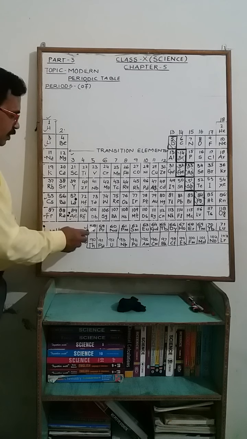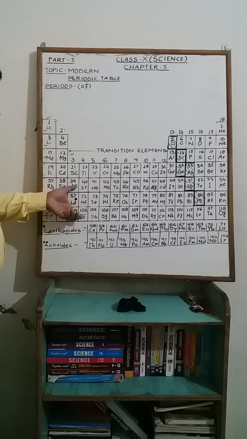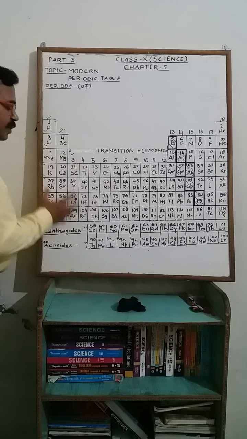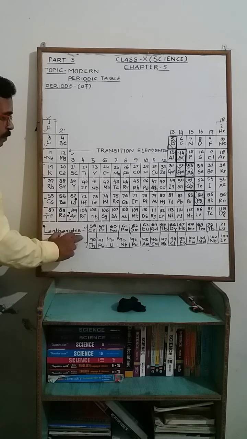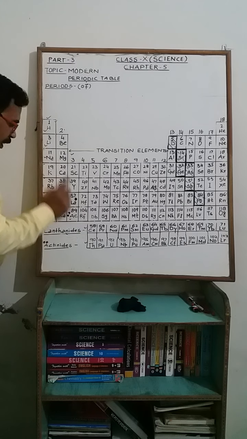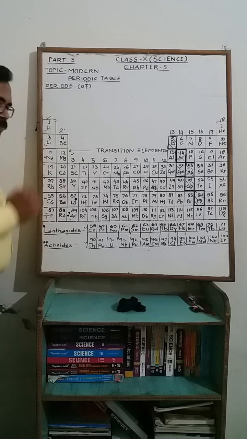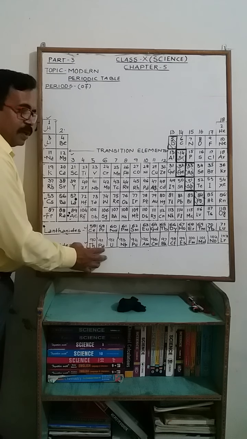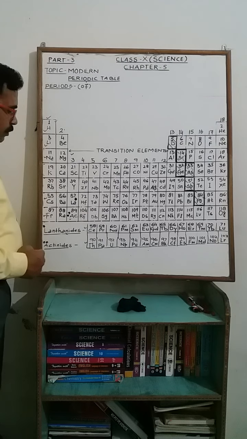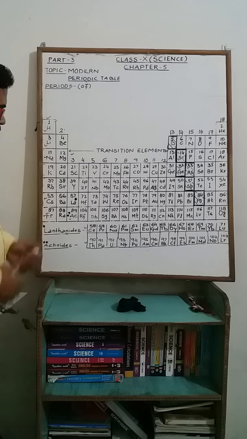So actually these lanthanides and actinides, a total of 28 elements, should be in the main frame of this modern periodic table. It is known as a series. Lanthanides must be with lanthanum and actinides must be with actinium, but these are placed separately to avoid the lengthiness. So these are known as the lanthanides and actinides.